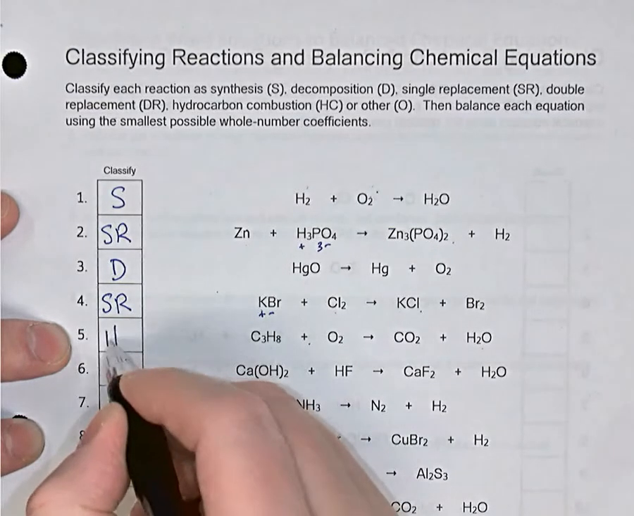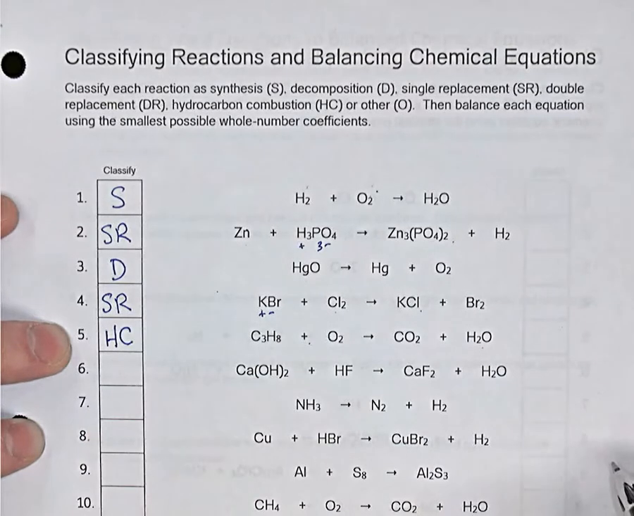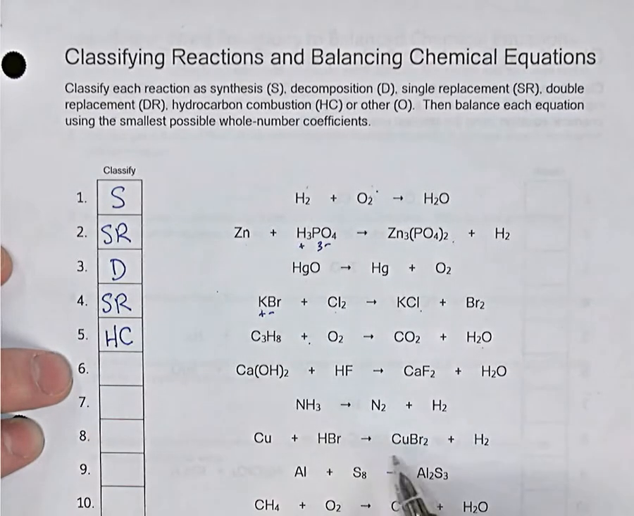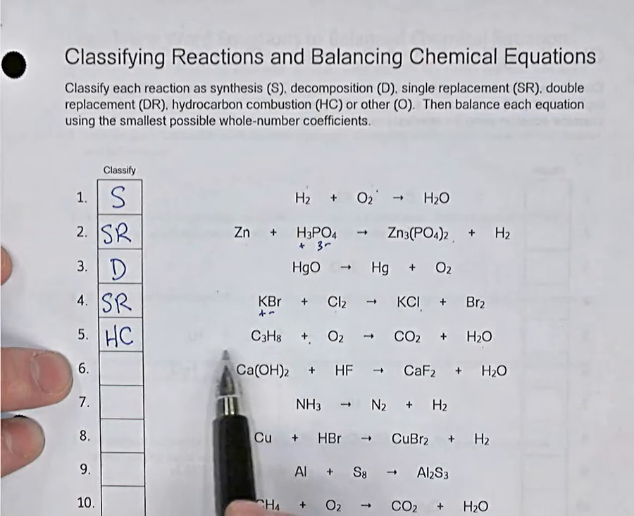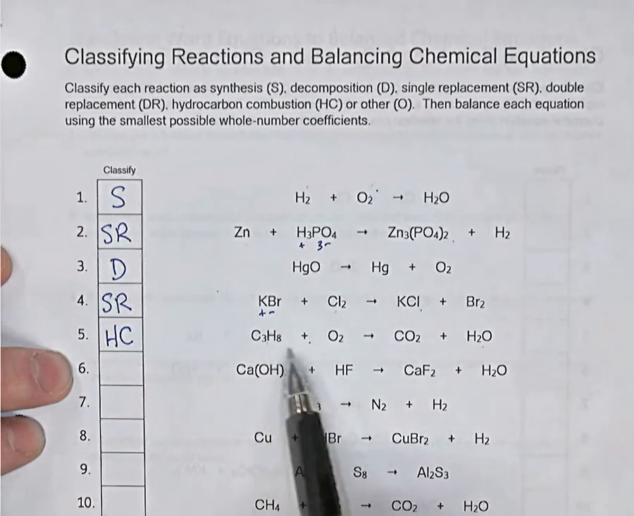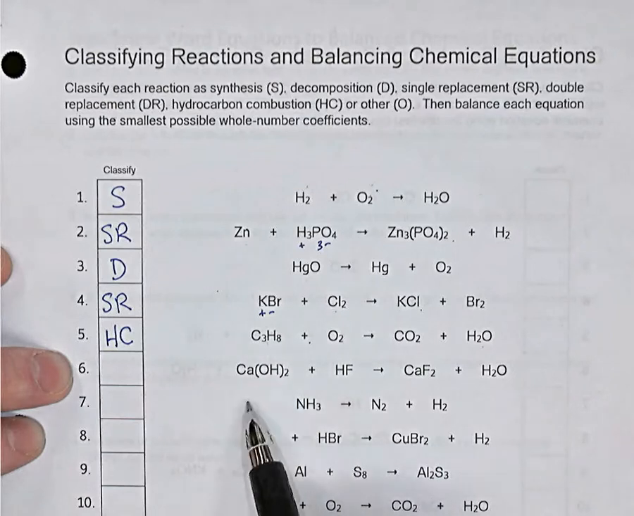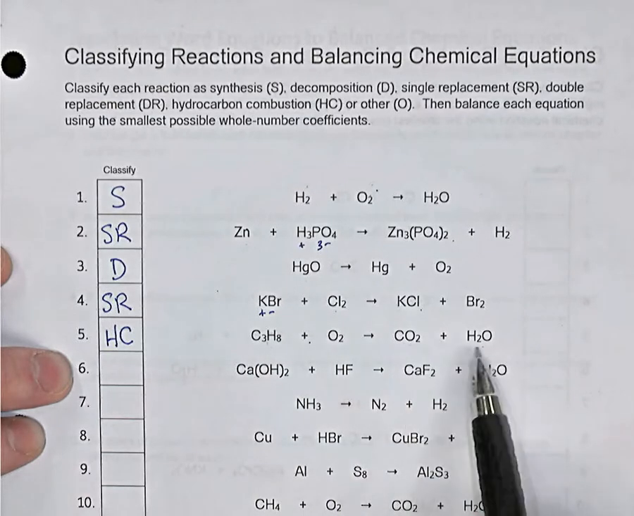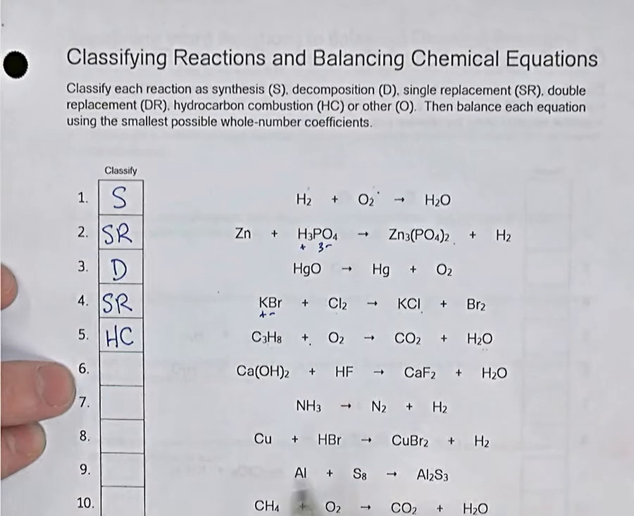So hydrocarbon combustion. You're burning, in this case, what's called propane. So if you have a barbecue at home, a gas grill in your backyard, you probably have a tank of propane, and when you turn on the gas and light it in your barbecue, you're burning the propane gas, and you're creating carbon dioxide and water.